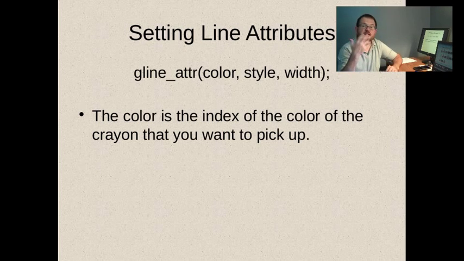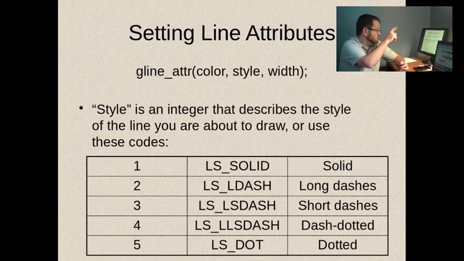Color is just going to be the number of the cup that you're picking from your palette. So if color 100 is defined in your palette to be white, and you want this to be a white line, set color, gline_attr 100, comma, then the style. Style is an integer from 1, 2, 3, 4, 5; 99 times out of 100 you want 1. 1 is line style solid.